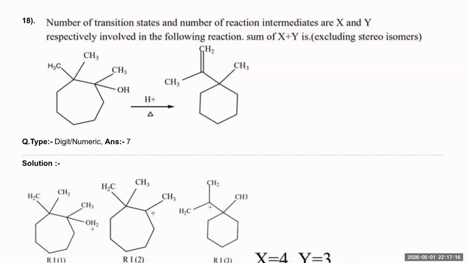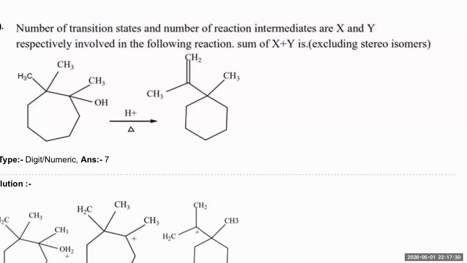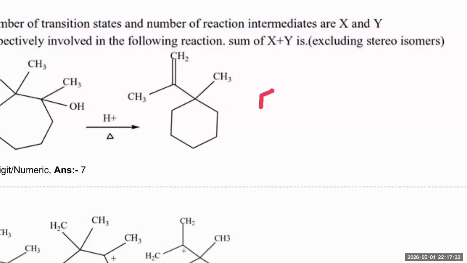Okay, please check. So what all things will we usually forget? Please check this out. OH2 plus is also an intermediate. That is the first thing we'll usually forget. Second, we will get a carbocation here. That is also an intermediate.